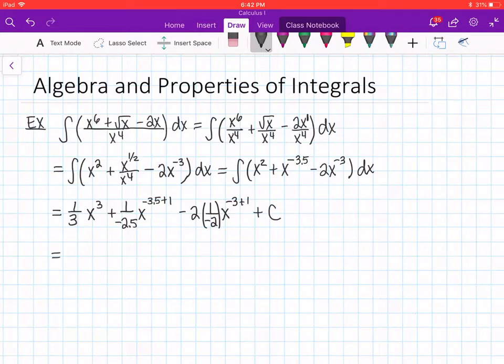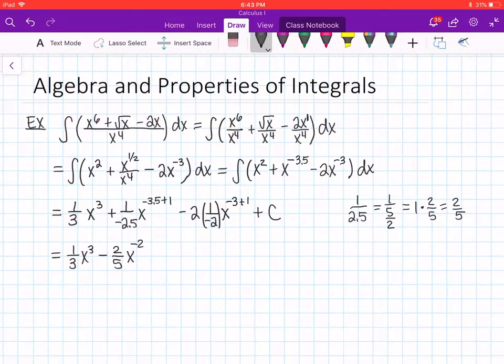Now let's clean it up. We got 1/3 x cubed, and then we have a minus, and then we have 2.5 in the denominator, which is a little weird. So let's do that off to the side. So we do know that 2.5 is 5/2. Is that right? Yep. And then what we can do is multiply by the reciprocal here, and then we get 2/5. So 1 over 2.5 is equal to 2/5.